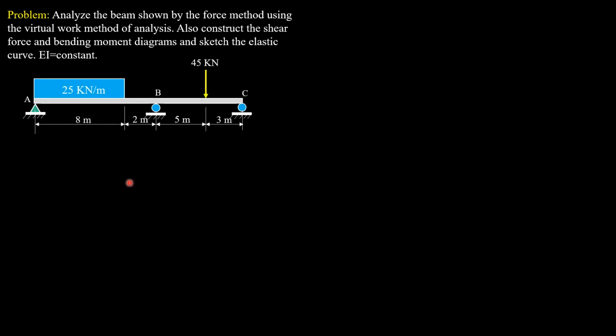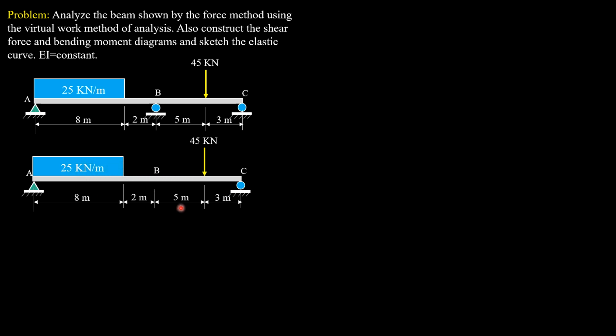First, let's remove support B to make it determinate, as shown. This is the primary structure. Having the beam become a determinate beam, we can compute the reactions. This is the expected elastic curve, and we call that delta B. That's the objective.